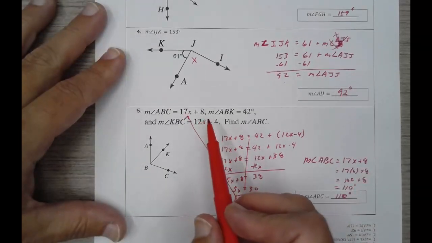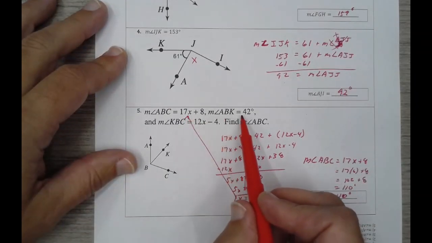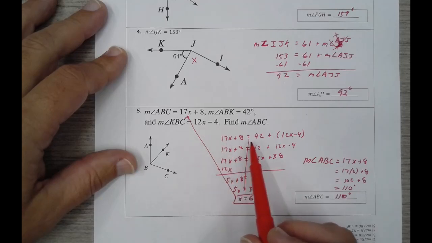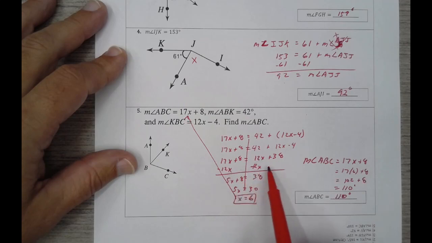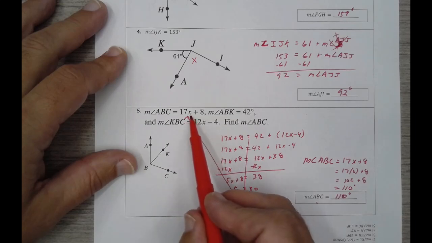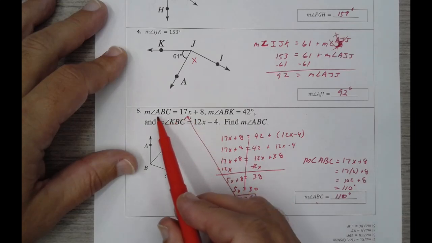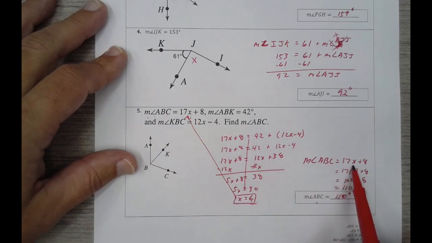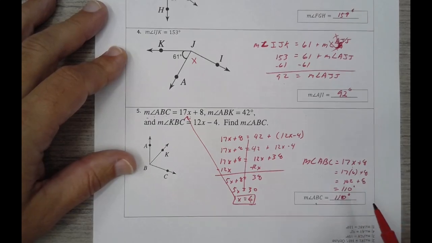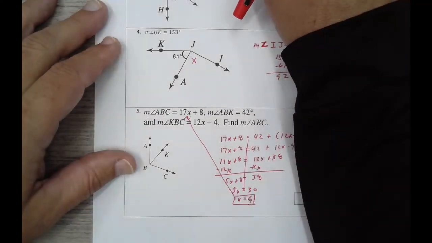And then they gave us the big angle, the small angle, and the small angle. So I got big angle is equal to small angle plus small angle. Then just doing your algebra to get 6. But they didn't ask you for x, they asked you for the angle. So you got to take that 6 and put it back in to find the measure of angle ABC. So I brought it back over here, put my 6 in, multiplied it out, and I get 110. All right? Nice job. See you in the next one.